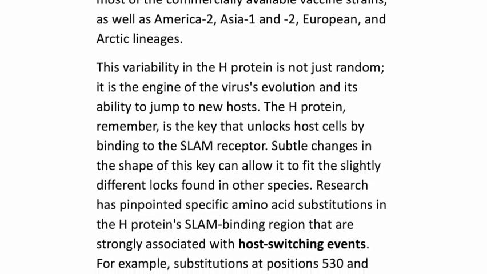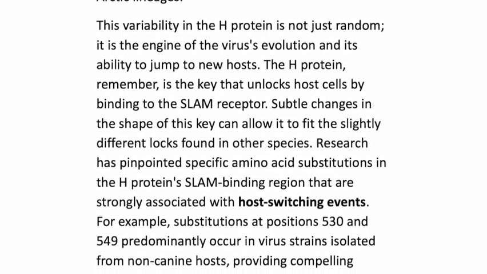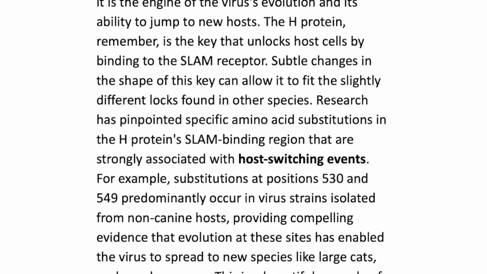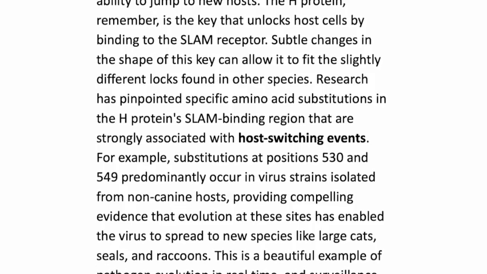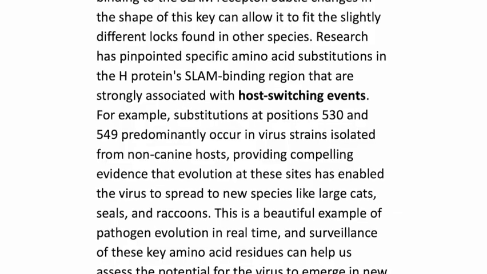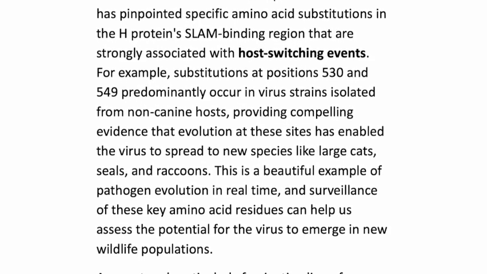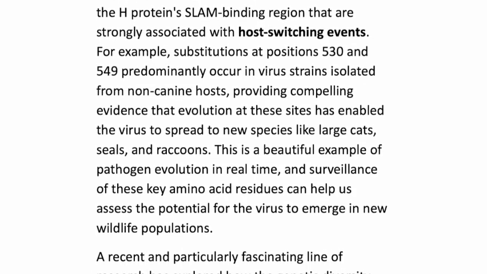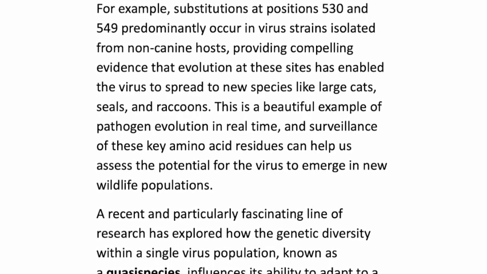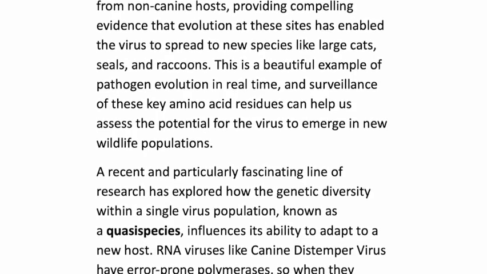Subtle changes in the shape of this key can allow it to fit the slightly different locks found in other species. Research has pinpointed specific amino acid substitutions in the H protein's SLAM binding region that are strongly associated with host switching events. For example, substitutions at positions 530 and 549 predominantly occur in virus strains isolated from non-canine hosts, providing compelling evidence that evolution at these sites has enabled the virus to spread to new species like large cats, seals, and raccoons. This is a beautiful example of pathogen evolution in real time, and surveillance of these key amino acid residues can help us assess the potential for the virus to emerge in new wildlife populations.